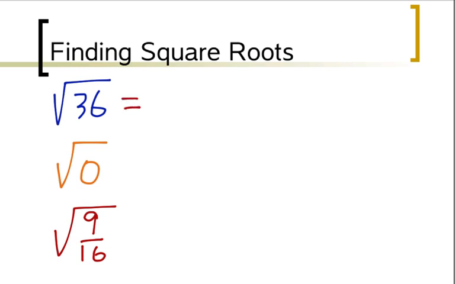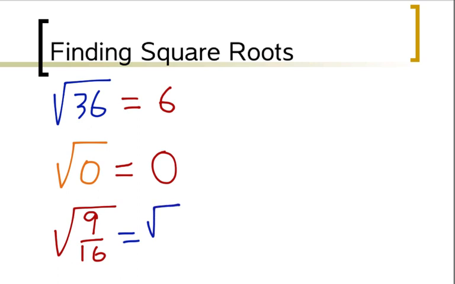Square root of 36 then would be, what squared is 36? The answer is 6. If I do 6 times 6, I get 36. So here the answer is 6. Square root of 0. Well, there's only one number that when you multiply by itself is 0, and that is still 0.